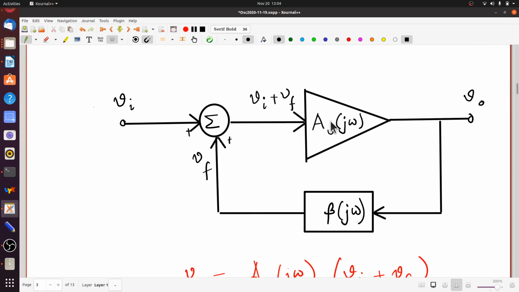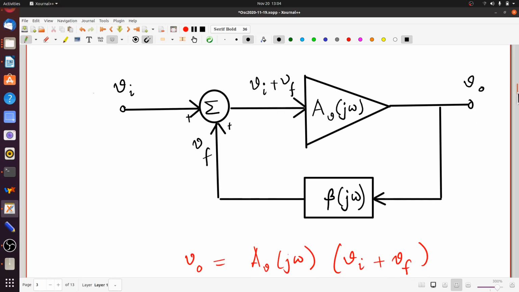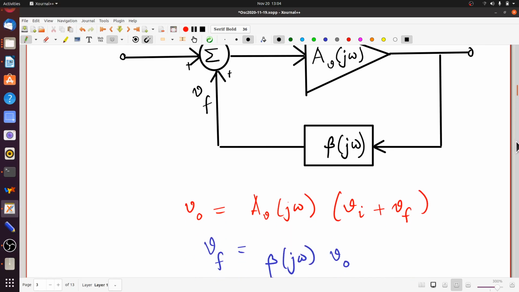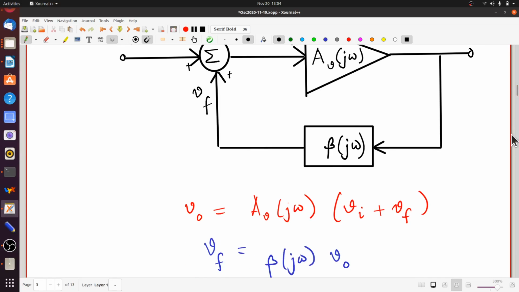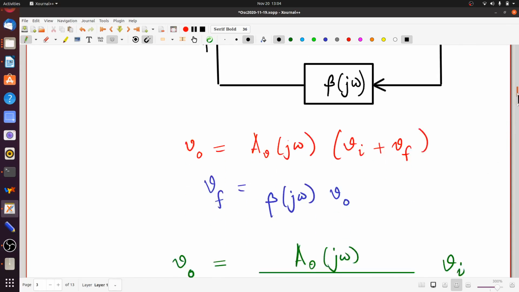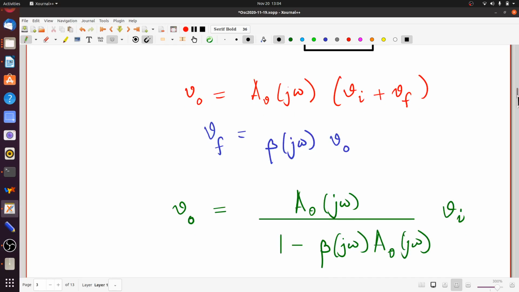So you multiply the input Vi plus Vf by the actual amplifier gain AV, and you get the output voltage. And Vf, on the other hand, is simply beta, which again is a function of frequency, times Vo. Now, if you take this expression, plug it back here, and manipulate the equations a bit, it's very easy to see that you end up with this expression: Vo is AV(jω) divided by 1 minus beta AV, times Vi.